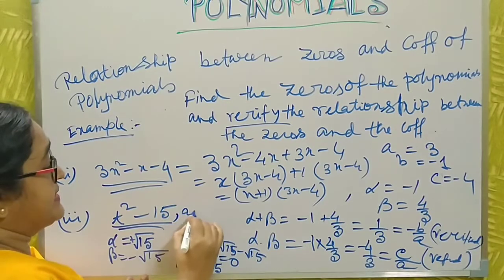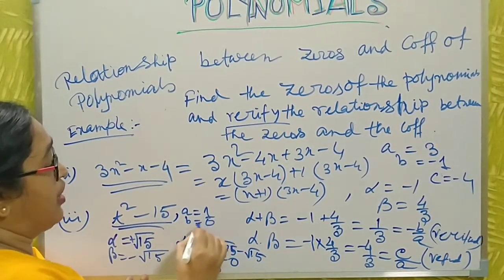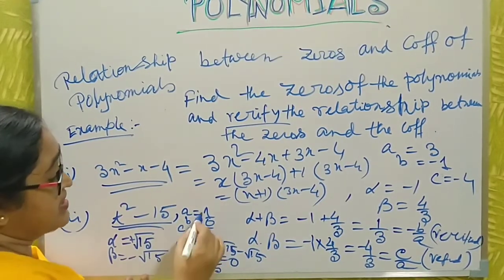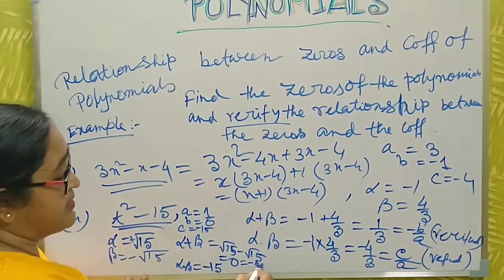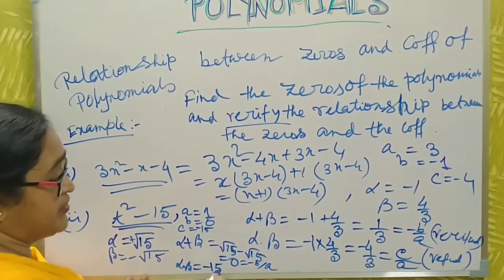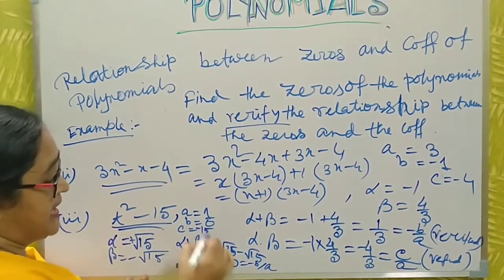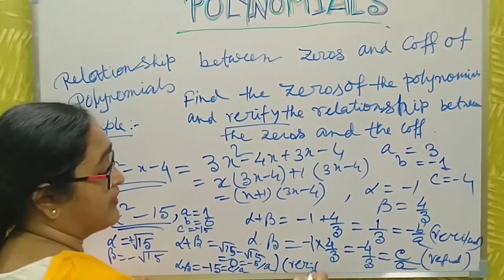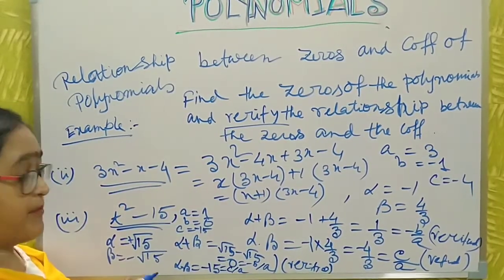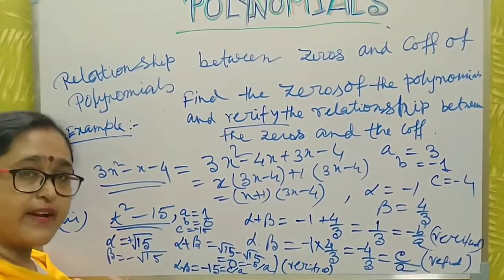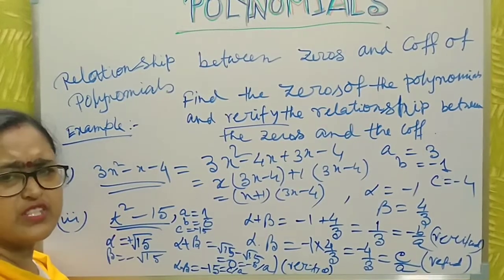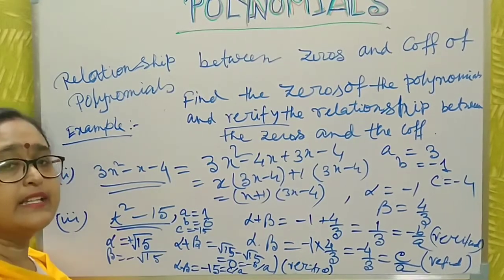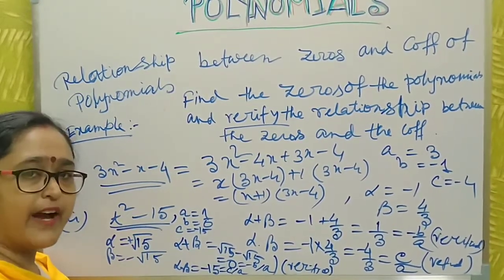Then here a is 1 and b is 0 and c is minus 15. Here 0 by something. This is minus b by a, verified. And alpha into beta is c by a, c is minus 15. A is 1. This is also verified. You just do the math like this. You just find the roots by the middle term break or any process, and just you put alpha plus beta and alpha into beta, then you get the result and verify also.